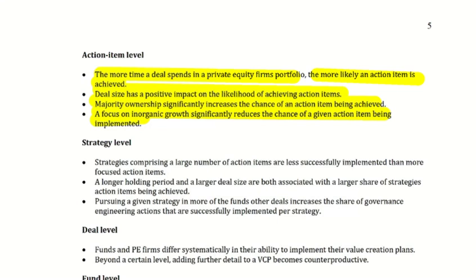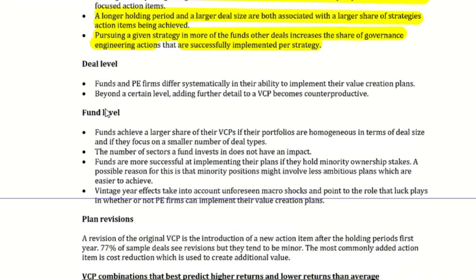On a strategy level, strategies comprising a large number of action items are generally less successfully implemented. Maybe there are too many focuses as opposed to focusing on one item alone. A longer holding period and a larger deal size are generally associated with a larger share of strategies, action points being achieved. And pursuing a given strategy in more of the fund's other deals increases the share of governance engineering actions being successfully implemented per strategy. Again, guys, can you see there's a lot of stuff we've got to get through here.